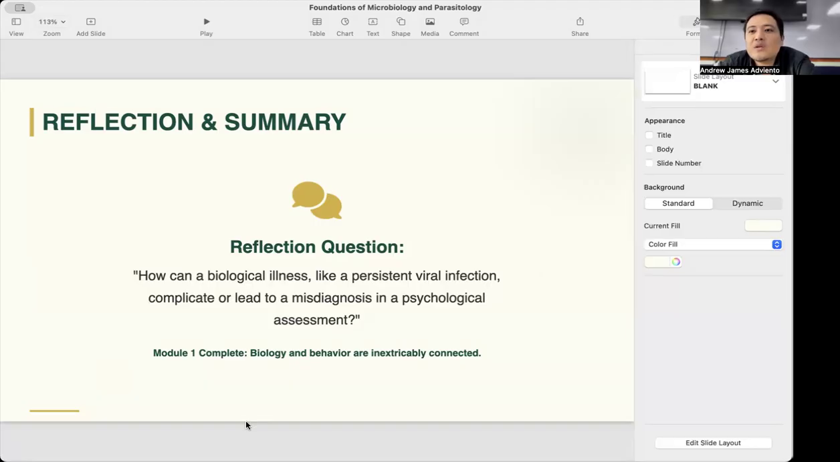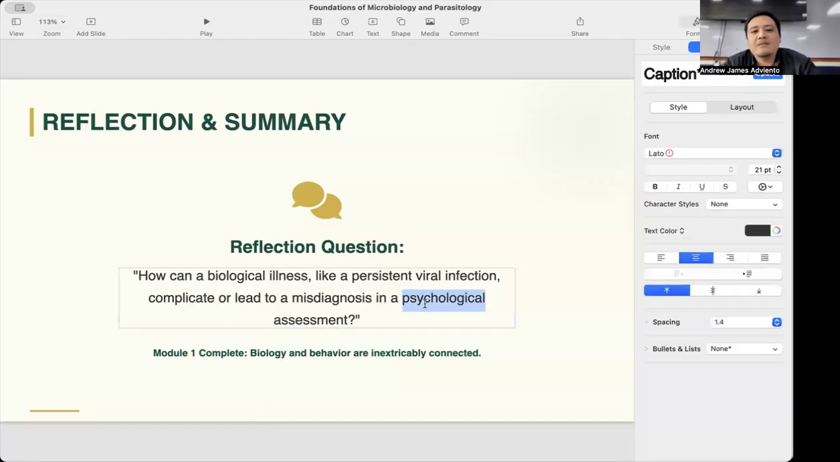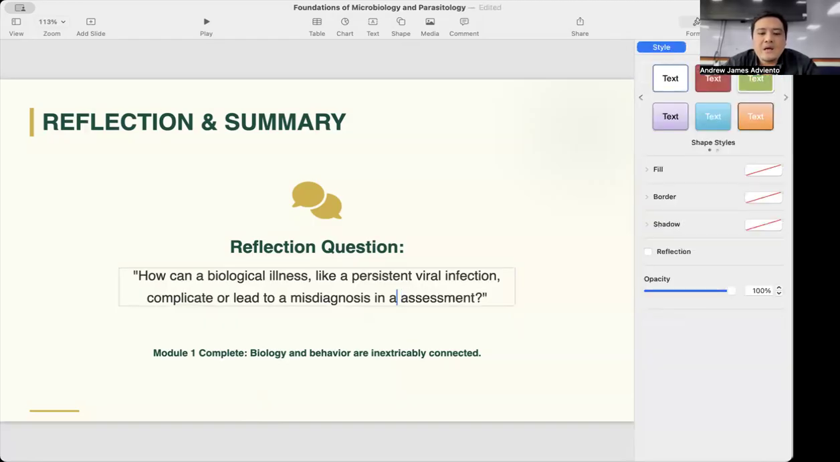For the reflection question, I would like you to write your answer in the comment section. How can a biological illness like a persistent viral infection complicate or lead to a misdiagnosis in your assessment?